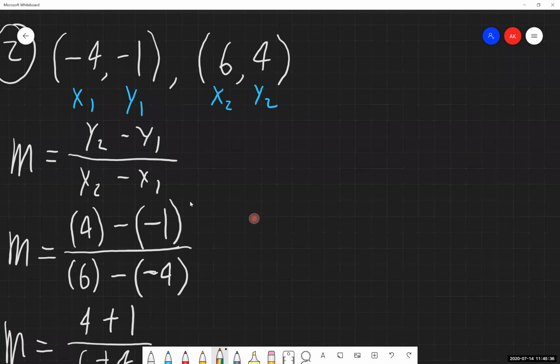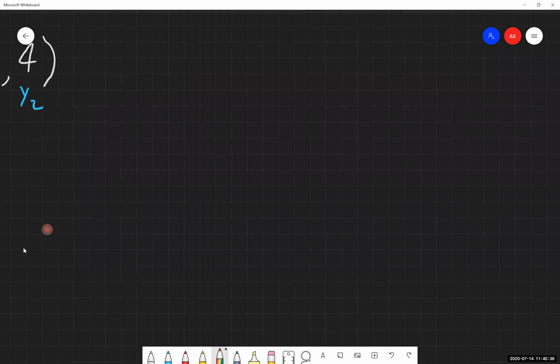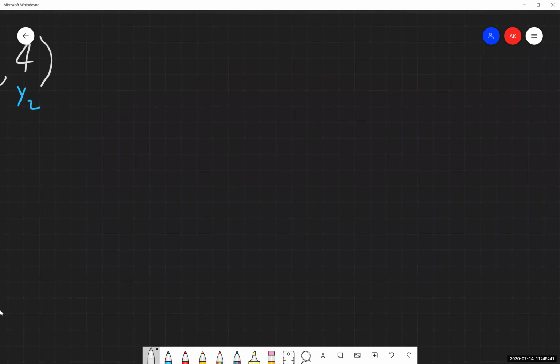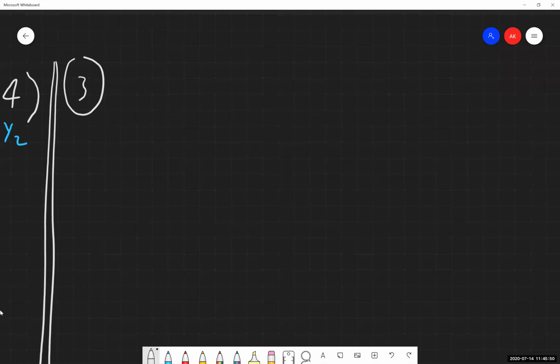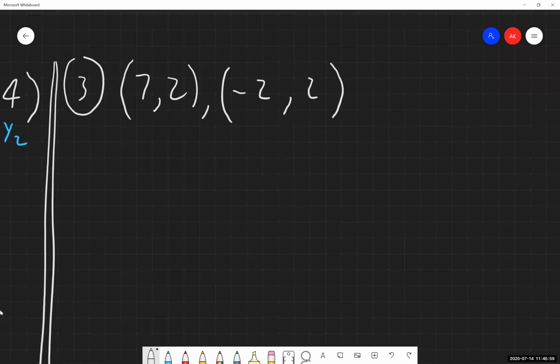So let's take a look at our third example that we have here. So we'll go to our instances. Our third and fourth examples where we start having slightly and then very much weirder stuff going on. So for our third example, we've been given the points 7, 2 and -2, 2. So again, just like our previous examples, we need to label these things as x sub 1, y sub 1, x sub 2, y sub 2.